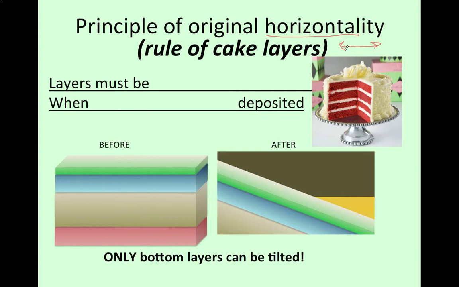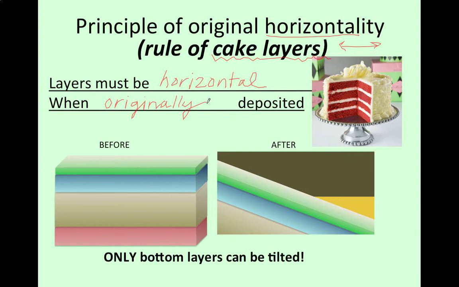Like the horizon. Now, because it has that fancy name, we like to break it down, and sometimes we give it a shortcut name. And our shortcut name here is the rule of cake layer. So we're going to keep thinking about cake. What this rule tells us is that all rock layers must have been horizontal when they first were formed. Okay, they must have started out horizontal when they were originally deposited.